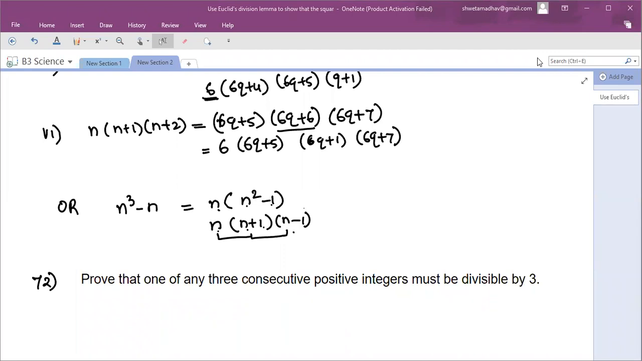Yes, ma'am. Take 10, 11, and 12. There are three consecutive numbers. Out of that, are all three divisible by 3? No, ma'am, only 12 is divisible by 3. Take any other numbers, 20, 21, and 22. Only 21 is divisible by 3. So out of any three consecutive numbers, only one number is divisible by 3, that you have to show.